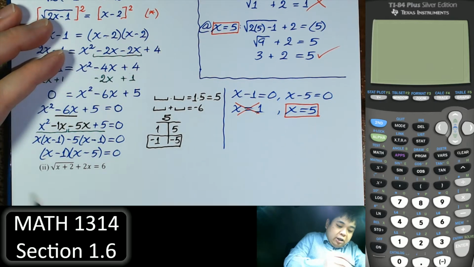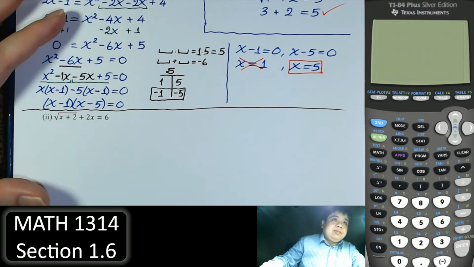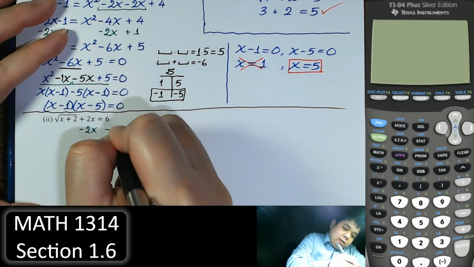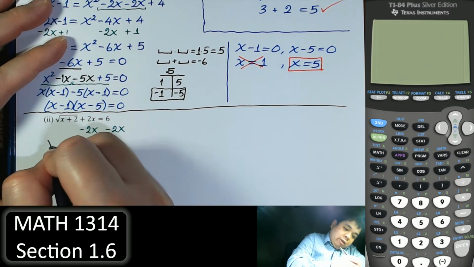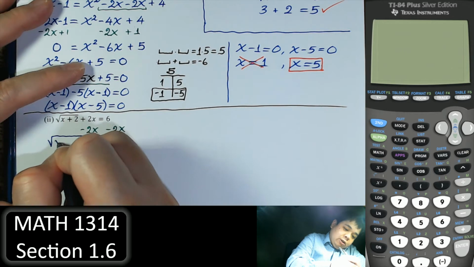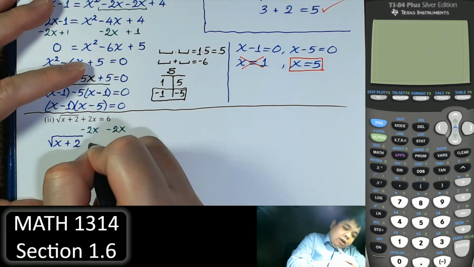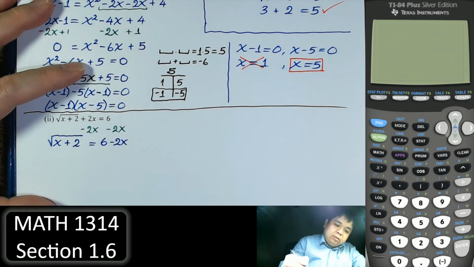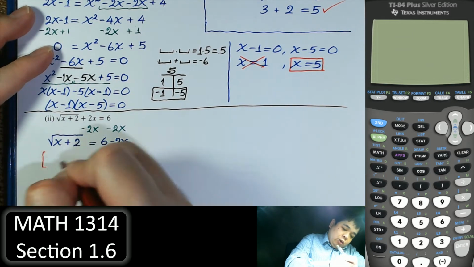So first, we'll isolate the square root. So minus 2x on both sides. So we have square root of x plus 2 equal to 6 minus 2x. Now we square both sides to get rid of the square root.